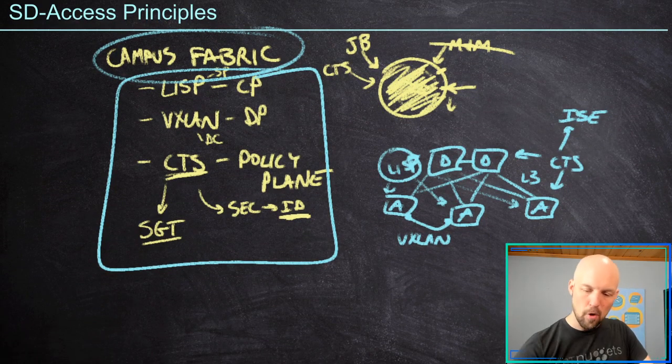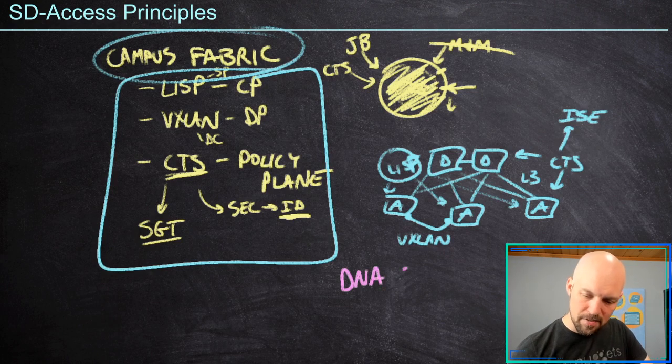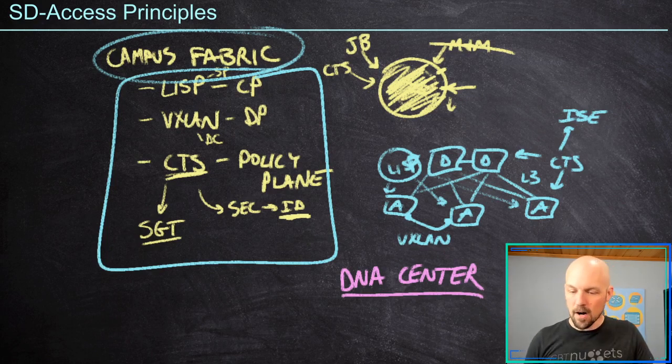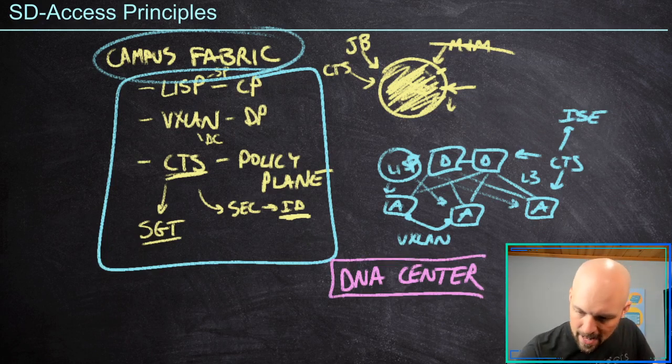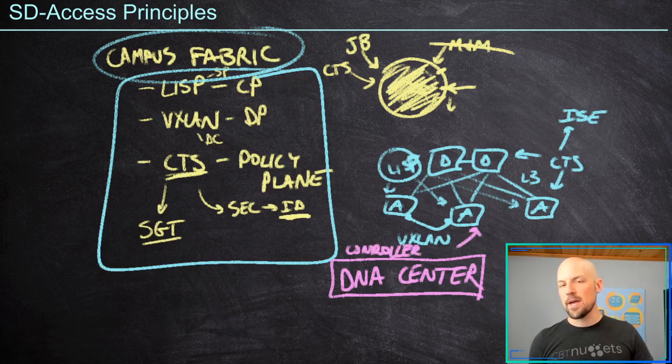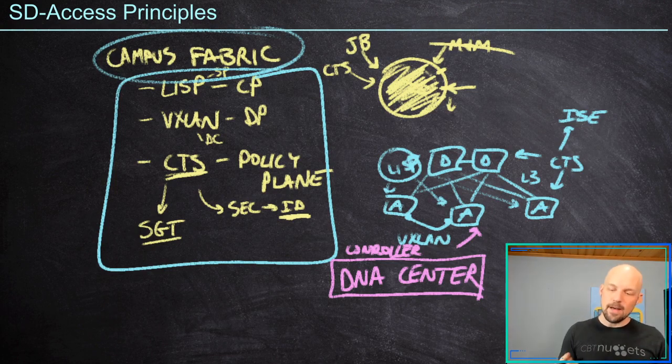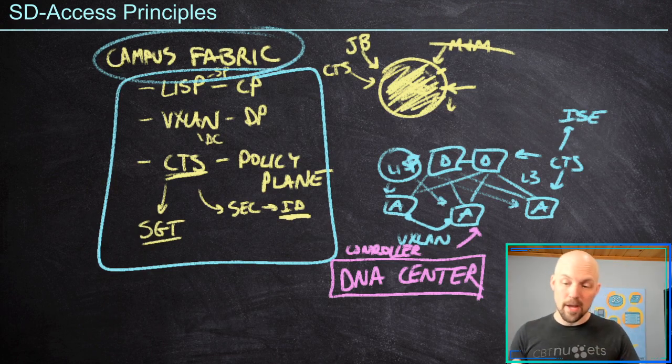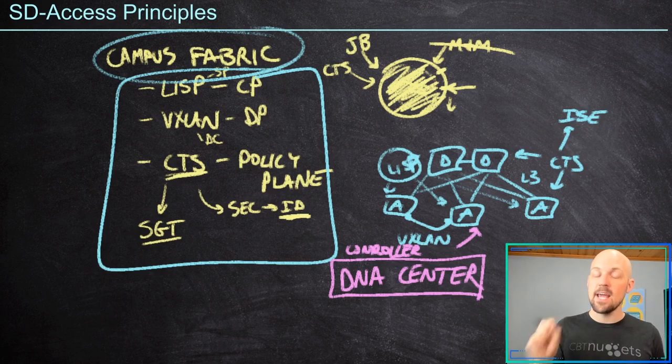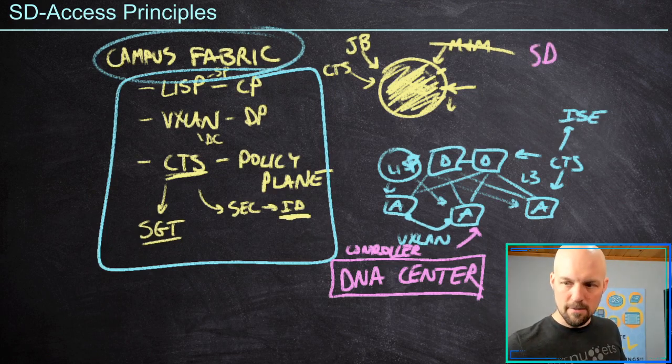But what if I could deploy all of this using the helpful assistance of a controller? And what if that controller was called DNA Center? DNA Center as my controller can deploy a campus fabric. If I use DNA Center to deploy and maintain a campus fabric, that is what we call software-defined access.